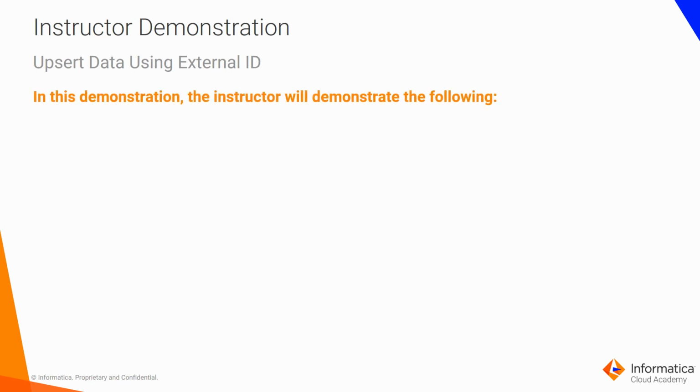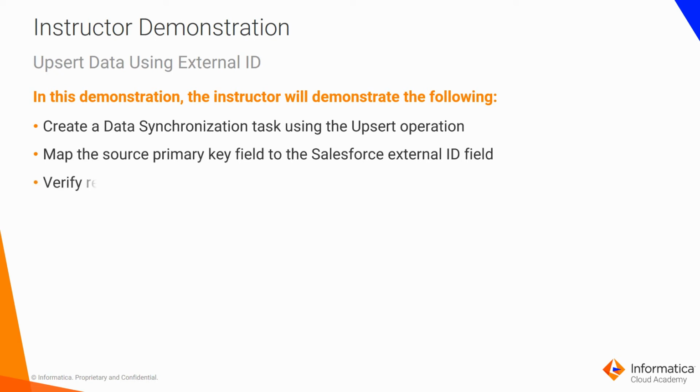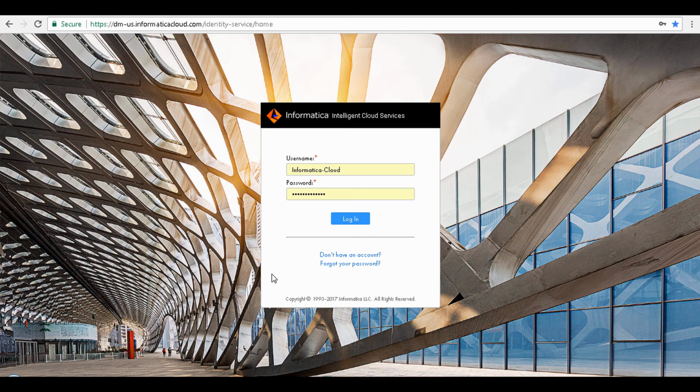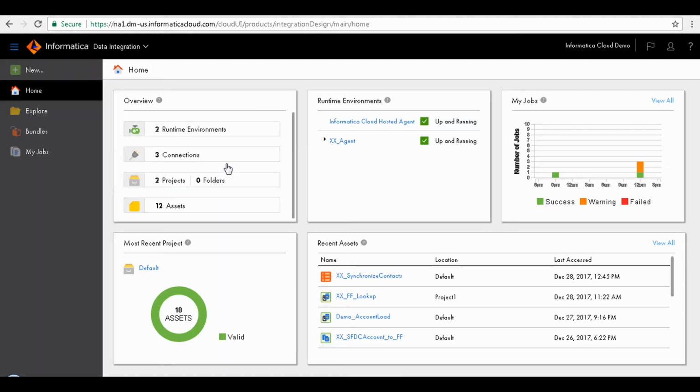I will now demonstrate how to create a data synchronization task using the Upsert operation, map the source primary key field to the Salesforce external ID field, and verify the results. Log in to the Informatica Intelligent Cloud Services and select the Data Integration Service. The home page appears. To create a new asset, on the navigation pane, click New.